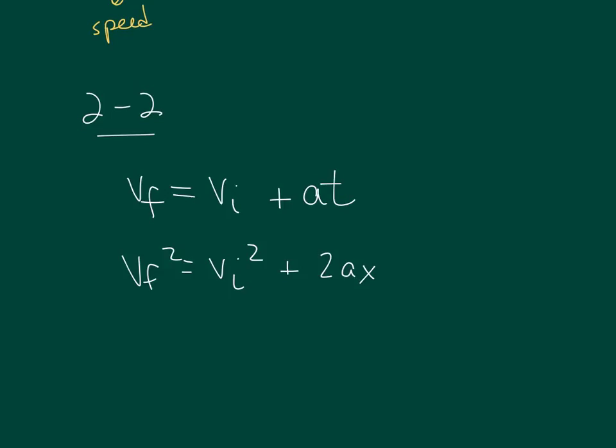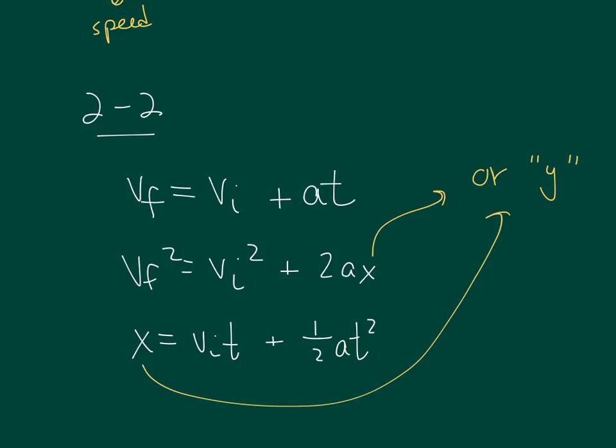Now, write yourself a little note. That x could be y, remember. When is that y? What kind of motion? Anybody? Vertical motion. Okay, horizontal is x, vertical is y. And the last formula? Emma? X equals VI T plus half AT squared. And again, same thing is true here. That x could be y as well, if it's vertical motion.